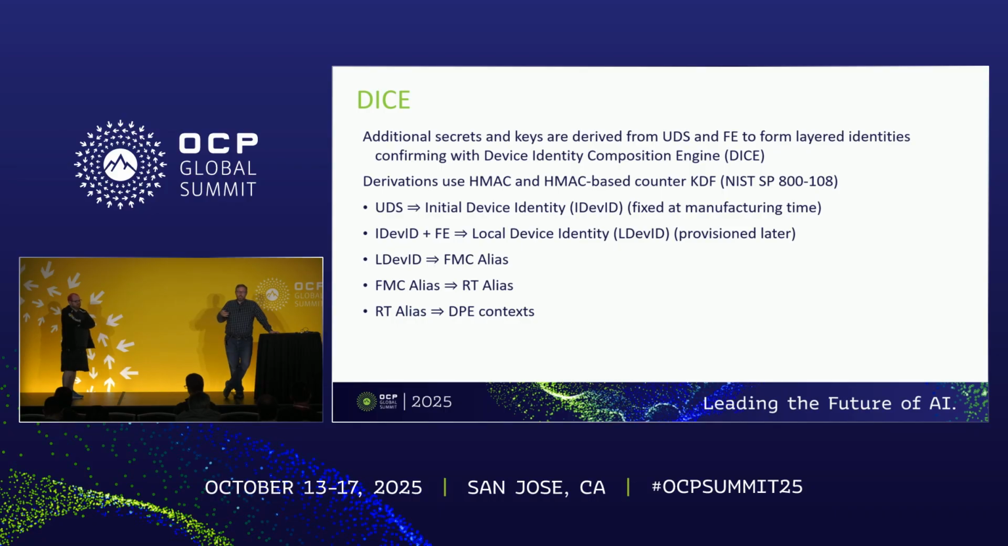So from UDS, we derive IDevID, fixed at manufacturing time, and we stratify this. We then have field entropy derive the next layer, so that when you blow field entropy, you haven't damaged your DICE chain. It still routes back to the manufacturing certificate. So if you decide you don't want to care about whether field entropy was blown or not, you can always just walk back to the manufacturing cert. And then from LDevID, we go to FMC alias, which brings in FMC measurements and other configuration values, and then runtime, and then DPE contexts, which provide measurements for other things outside of Caliptra.